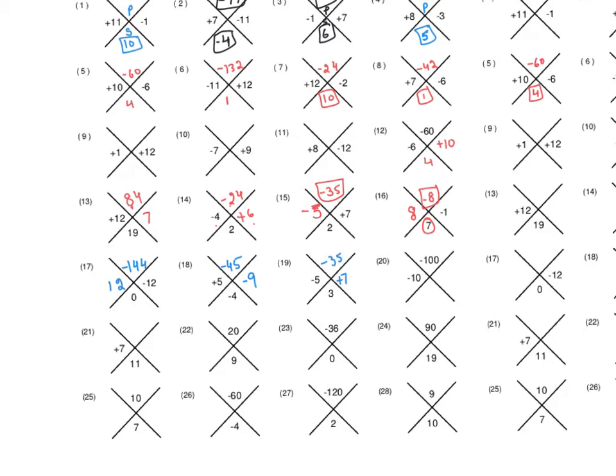What goes here when we multiply, we get negative 100. So that would be 10 times negative 10. And 0 when we add them. For number 21, 11 plus. So what goes here, so that when we add them, we get 11? That is 7 plus 4. And 7 times 4 is 28. That goes on the top.